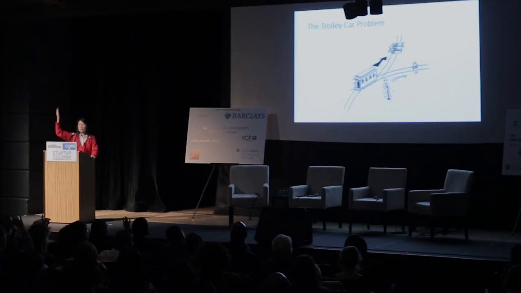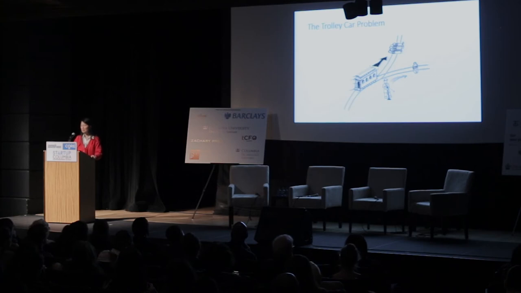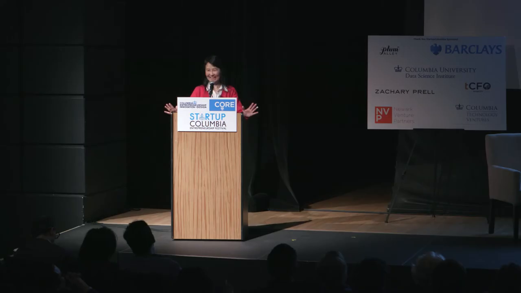So now let me get to ethics. How many people here have heard of the trolley car problem? Well, this trolley car problem is a canonical ethical question. Basically, it says, which is better, kill one person or kill four people? There's no right answer to that.